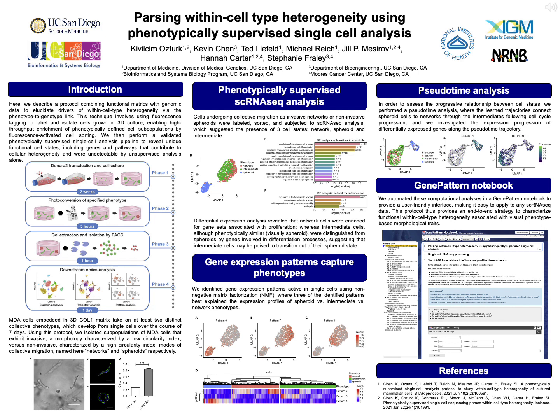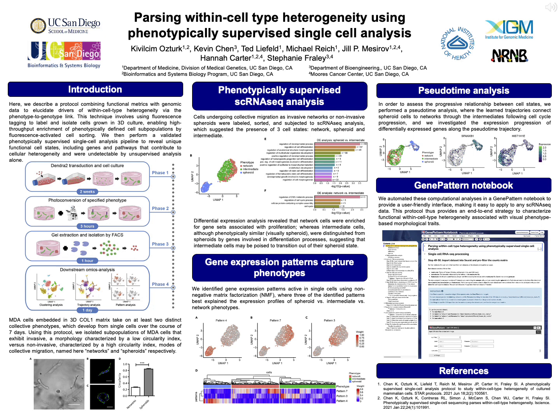Cells undergoing collective migration as invasive networks or non-invasive spheroids were labeled, sorted, and subjected to single-cell RNA-seq analysis, which suggested the presence of three cell states: network, spheroid, and intermediate. Differential expression analysis revealed that network cells were enriched for gene sets associated with proliferation relative to spheroid cells.